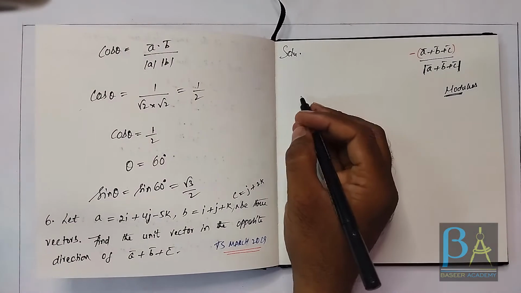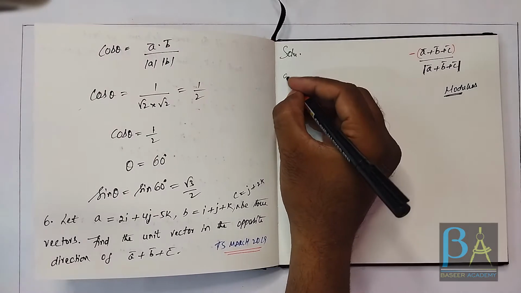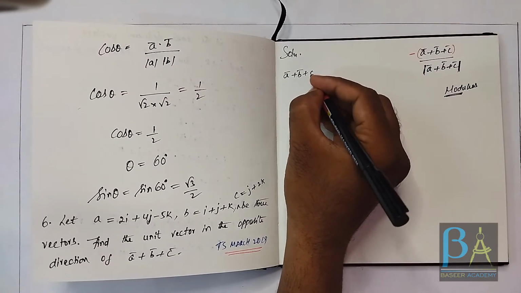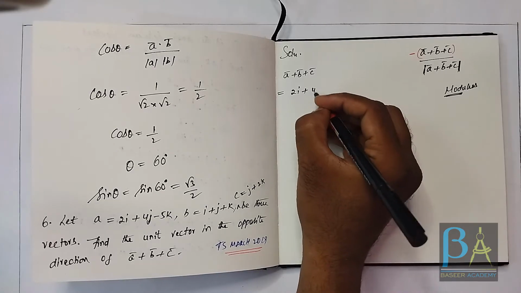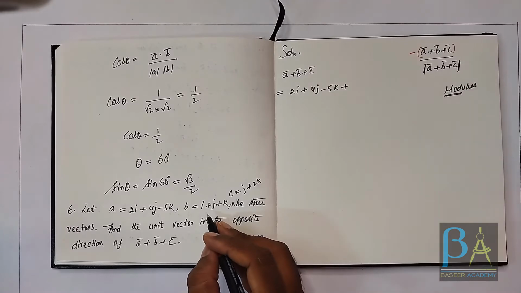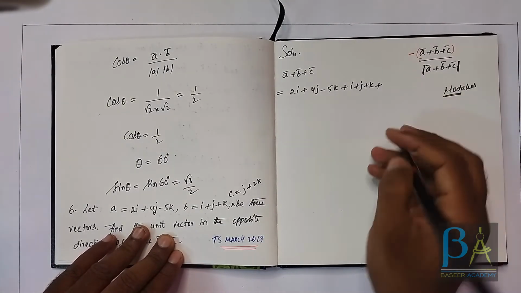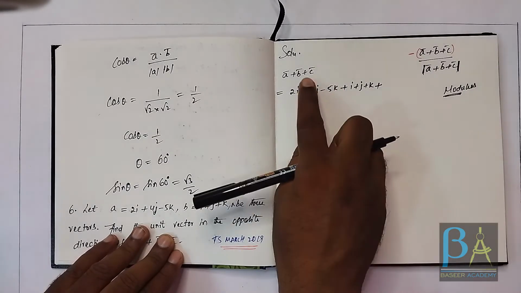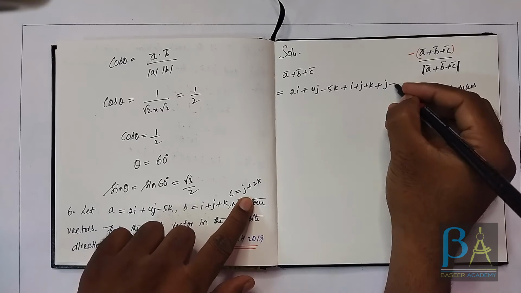Now, let's find the sum of the vectors A, B and C. So let us first find what A plus B plus C is. Vector A is 2i plus 4j minus 5k. Vector B is i plus j plus k, and then keep a plus sign here, and in place of C, substitute j plus 2k.